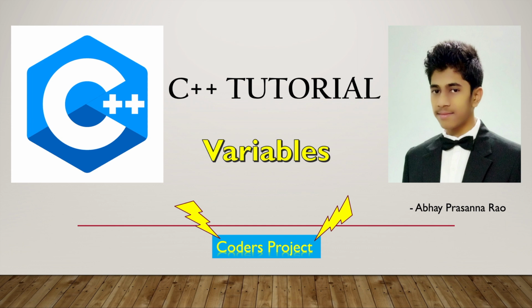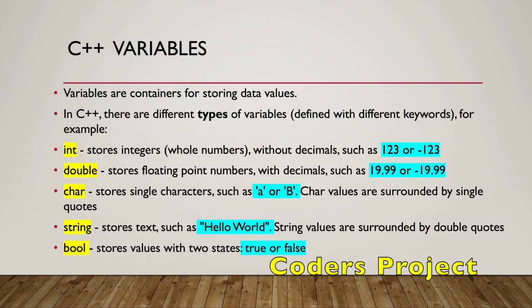Welcome to Coders Project. So in this video, we're going to be discussing the variables available in C++. So what are variables? Variables are containers for storing data values. In C++, there are different types of variables defined with different keywords. For example, int stores integers, whole numbers without decimals such as 123 or minus 123.